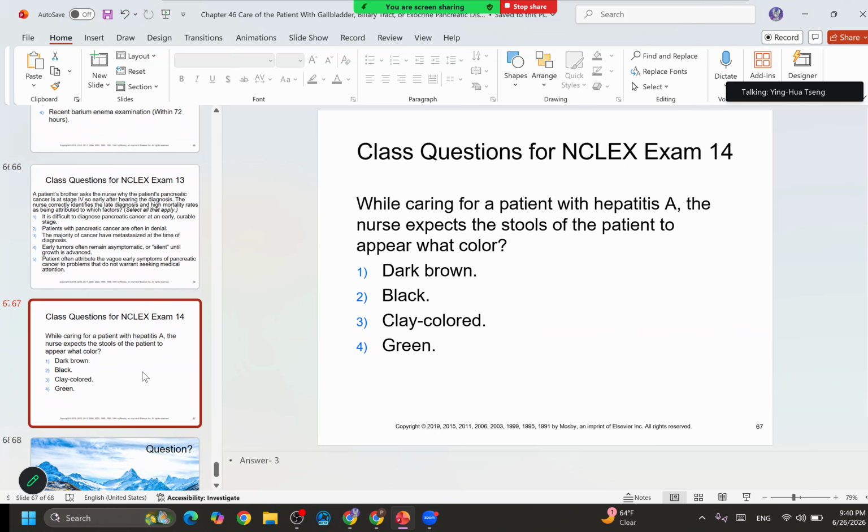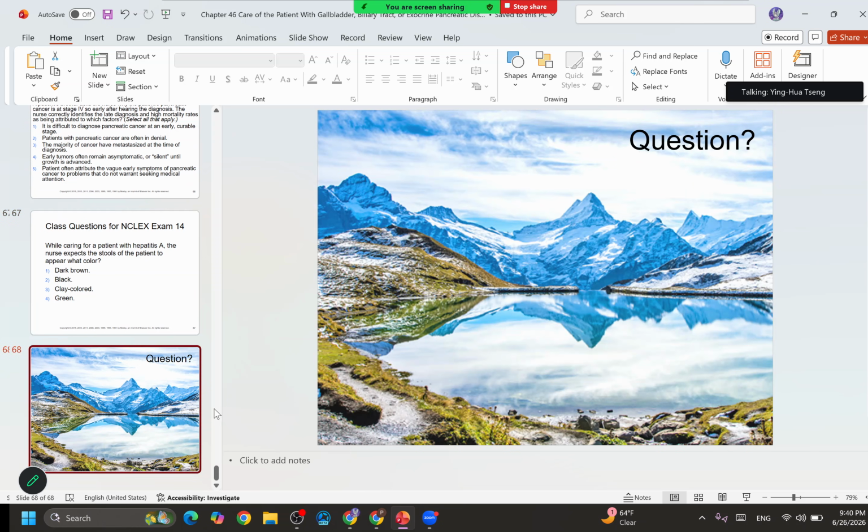All right, one more. When we're taking care of a patient with hepatitis A, the nurse observes the stool, and the stool appears what color? Hepatitis A, so the liver is inflamed. The liver does not produce the bile. So usually what color? Number 3. Yes, gray color. Okay, the disgusting color, right? You just saw it earlier. Okay, any question?